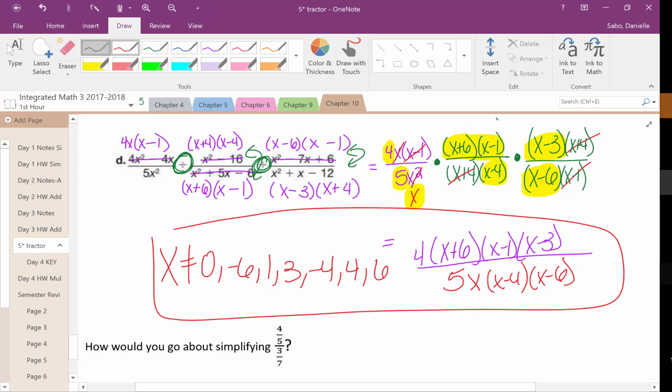Lots of restricted values. That was a challenging one. But you did it. Hey, listen, evens only on the homework. Circle it now so you don't do them all. Evens only.